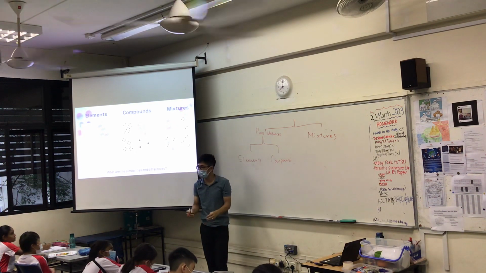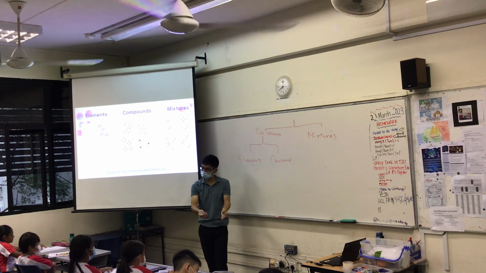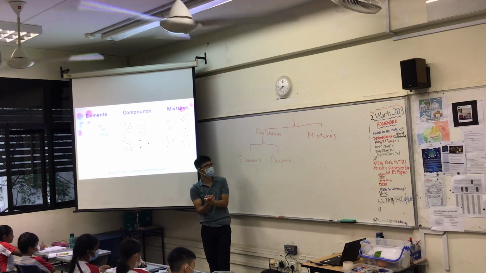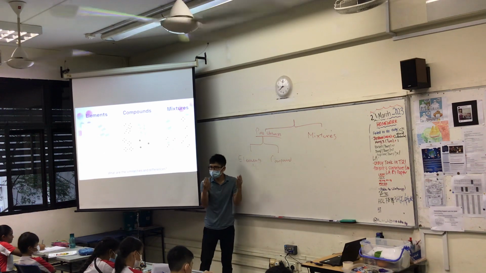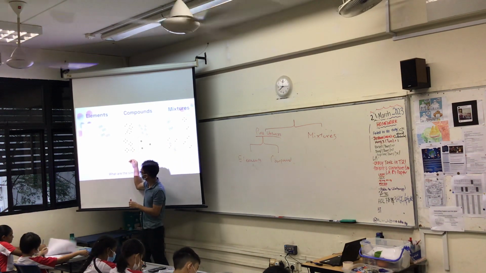Mixtures comprise a bunch of different things. Could be a mixture of two elements, could be a mixture of two compounds, could be a mixture of compounds and elements. Pure substances, however, we are looking at just one type of thing. Either a pure compound or pure element.